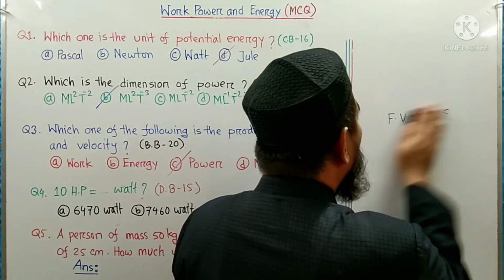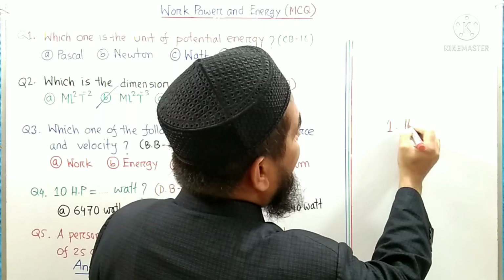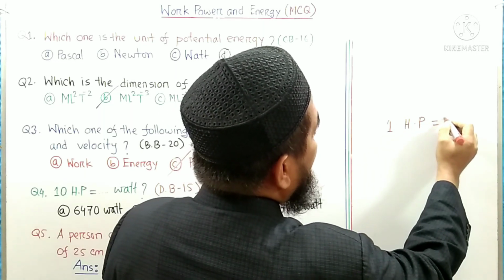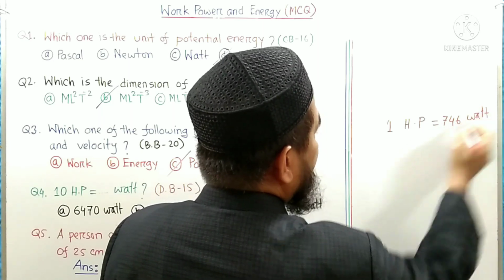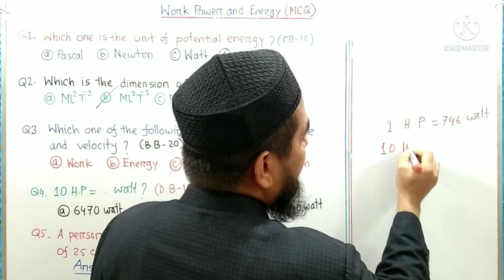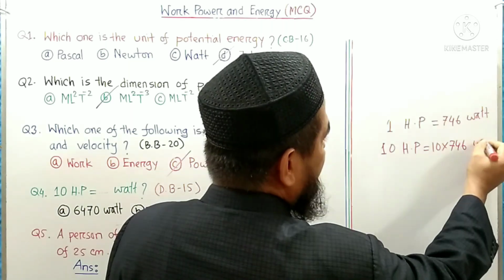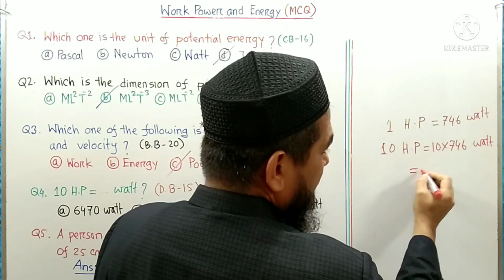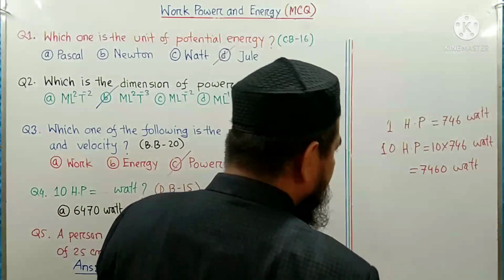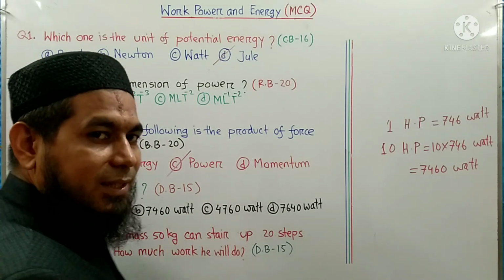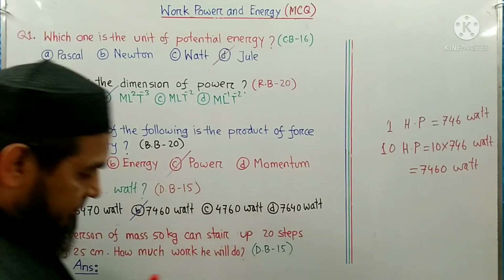Next one, 10 horsepower is equal to how many watts? Dear students, we know 1 horsepower is equal to 746 watt. So 10 horsepower is equal to 10 into 746 watt, which will be 7460 watt. Dear students, so our result will be 7460 watt. This is our result.